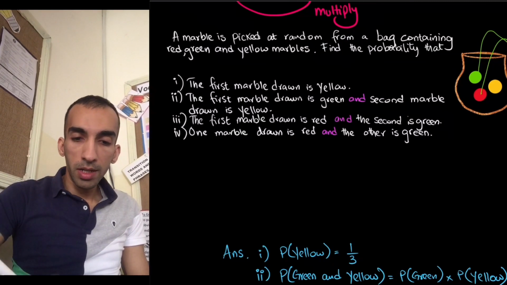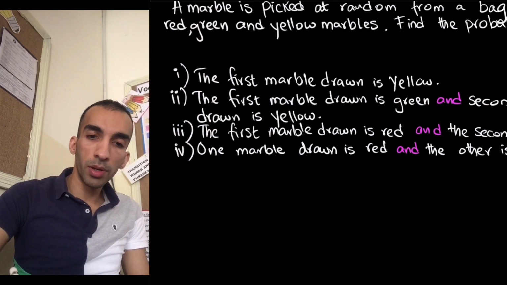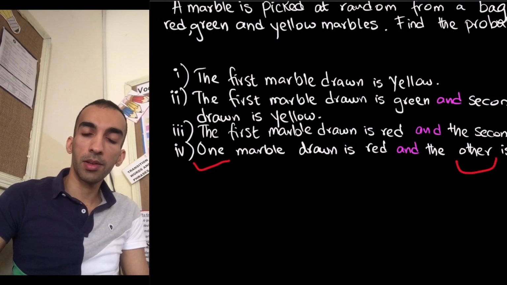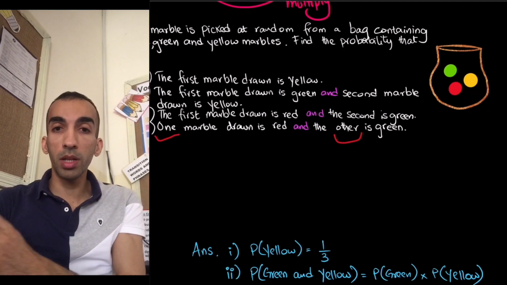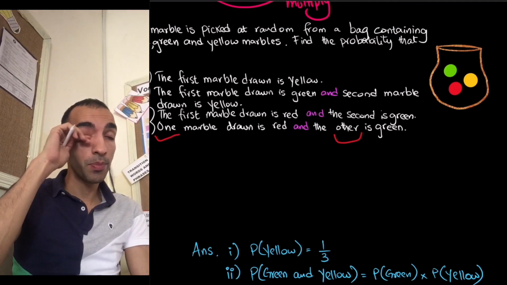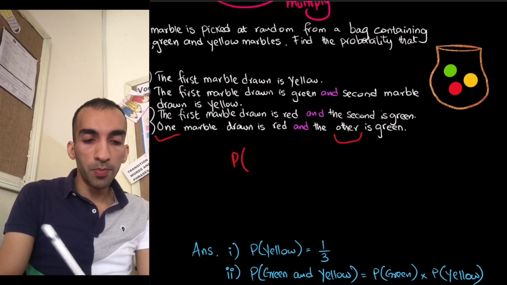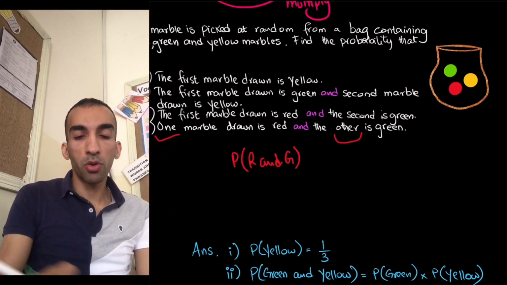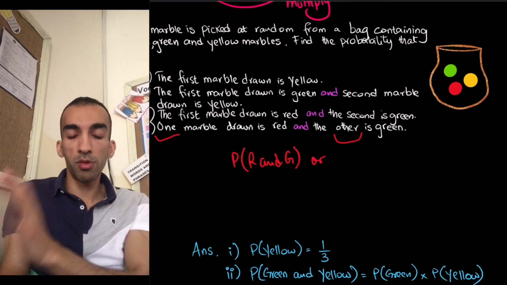Now the trickiest part is where they stop using the words first and second and just say one and the other. One marble drawn is red and the other is green. So they're basically not giving you a particular order in which the marbles should be drawn. So one marble is red. So what if you say the first marble that I draw out is red and the second marble that I draw out is green, or we put all of those marbles back in.